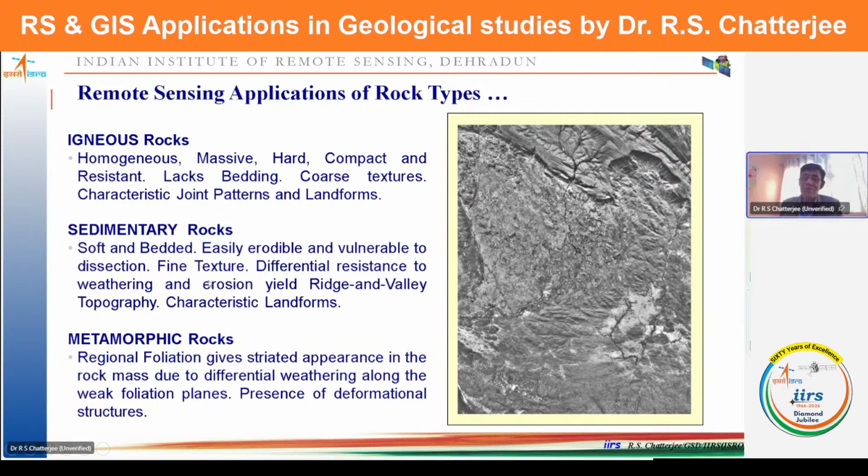There is a lot of drainage, and because of the differential resistance to weathering and erosion, because they are layered, some layers are hard and some layers are soft, and because of that, there will be this ridge and valley topography.